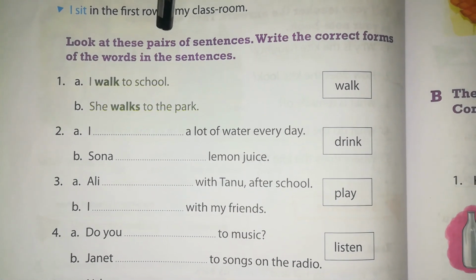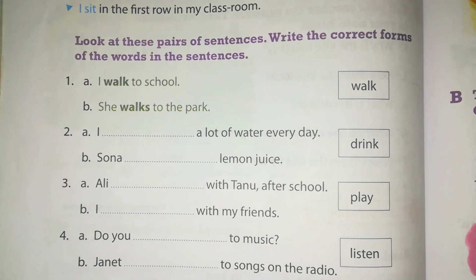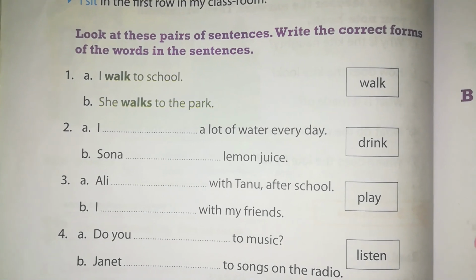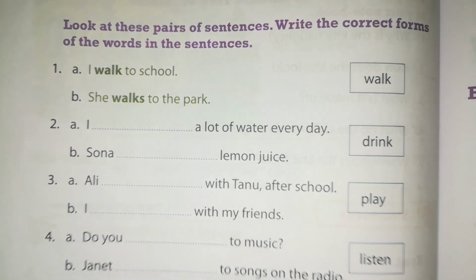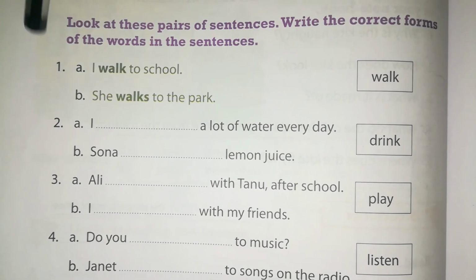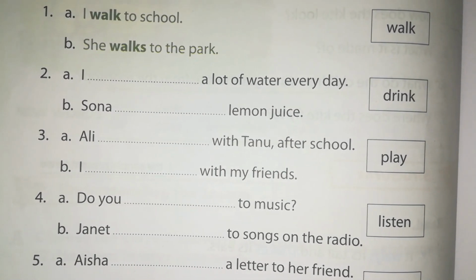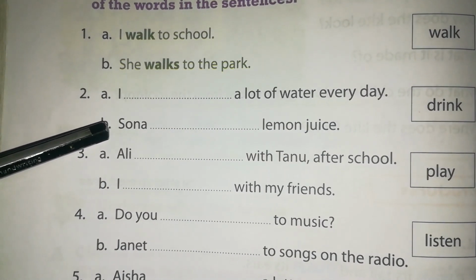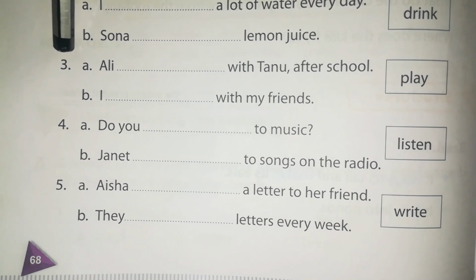Look at these pairs of sentences. Write the correct forms of the words in the sentences. 1. I walk to school. She walks to the park. 2. I drink a lot of water every day. Sona drinks lemon juice.